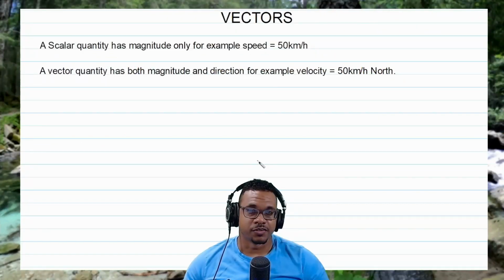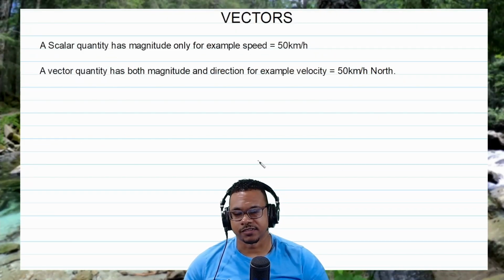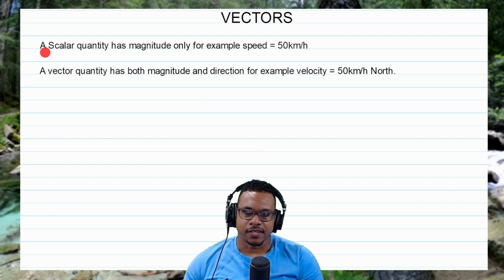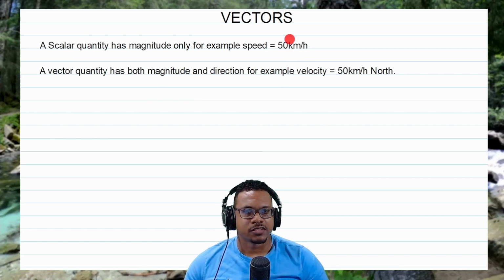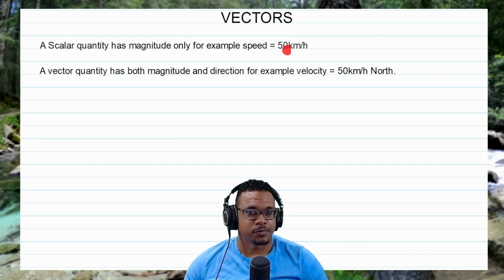In this video, we are going to discuss a little bit about vectors. So here I have that a scalar quantity has magnitude only. For example, speed is equal to 50 kilometers per hour. So you can see here that when we state the speed of an object, we just give the magnitude only, 50 kilometers per hour. So 50 kilometers per hour is just the magnitude.